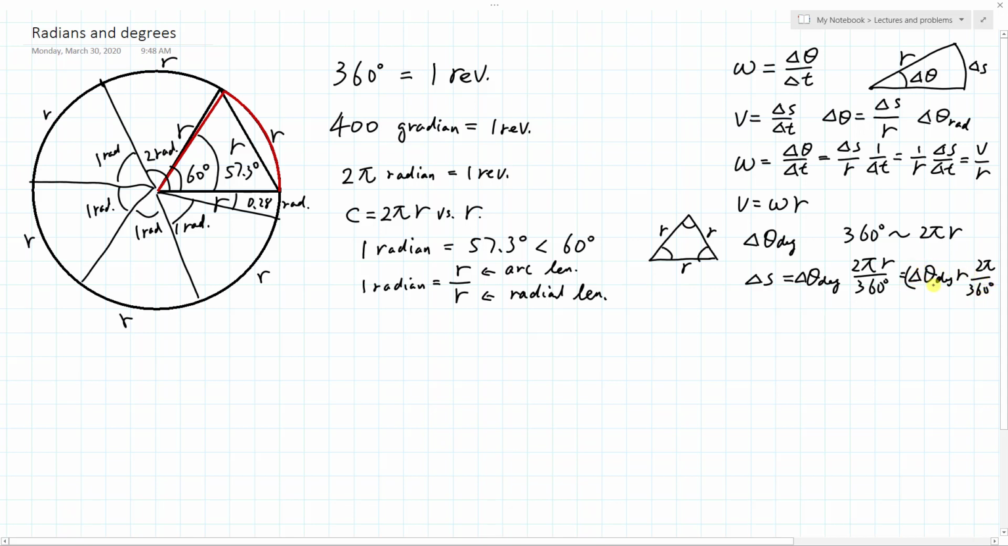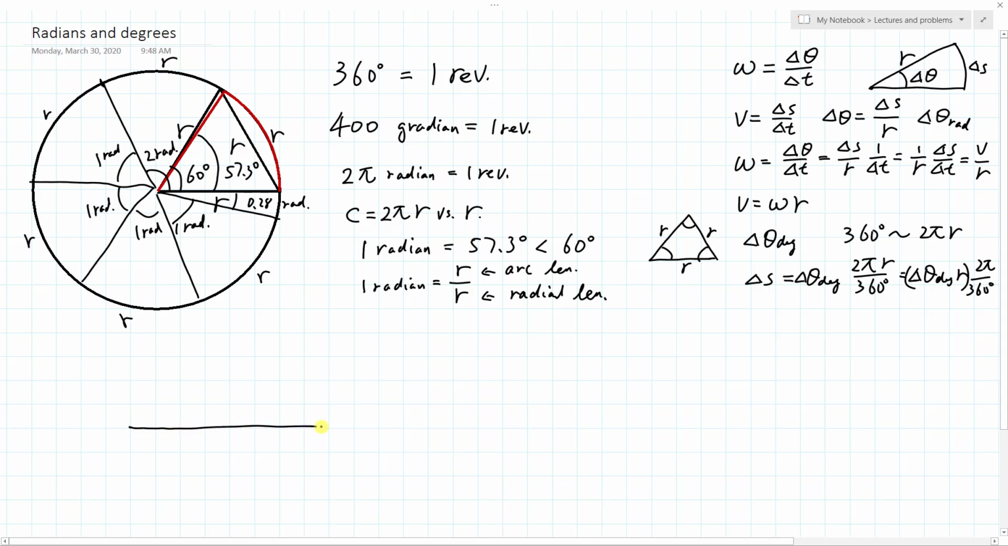See here, delta s is equal to r times delta theta, with no conversion factor, or a factor of 1. And here, delta s is delta theta in degrees times r, and then this conversion factor. So this basically tells you that using radians is much easier to describe rotational motion and also relationships between rotational and translational motions.